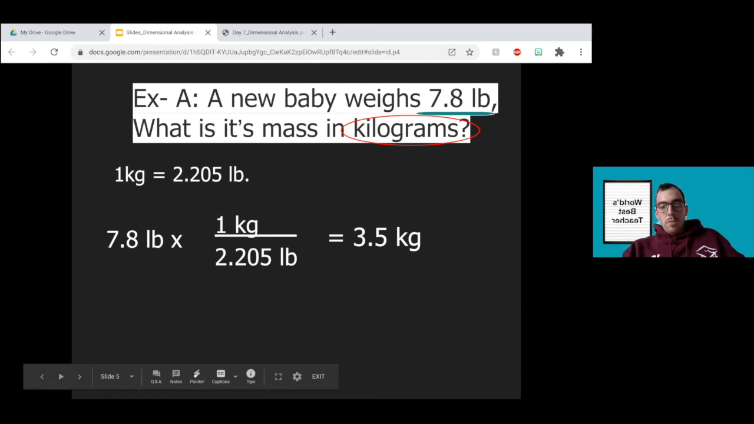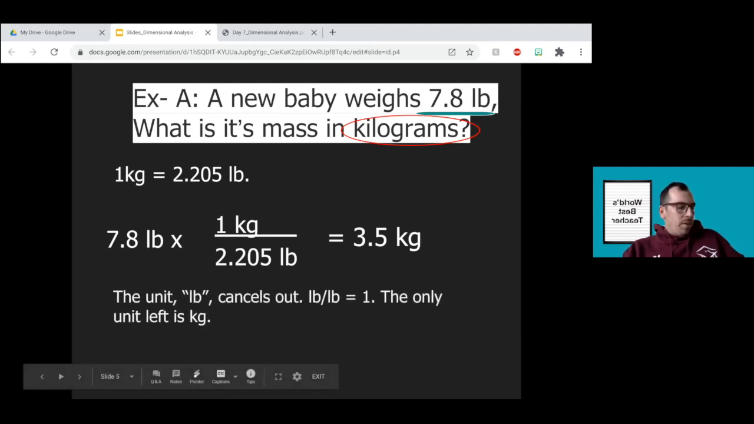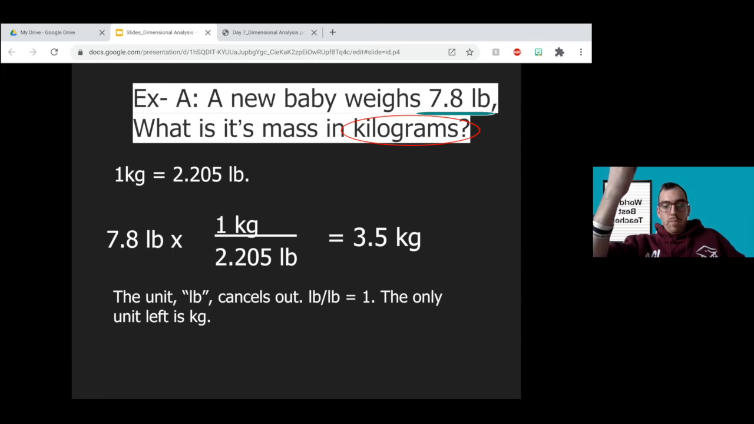So you might be saying, okay, what happened to the pounds unit? It was in the question, but it's not in our answer. That's because the unit pounds cancels out. If we have pounds in the numerator of 7.8, and we have pounds in the denominator of our conversion factor, pounds divided by pounds is equal to 1. We can cancel that out and get it out of our problem. The unit that we're left with is kilograms.